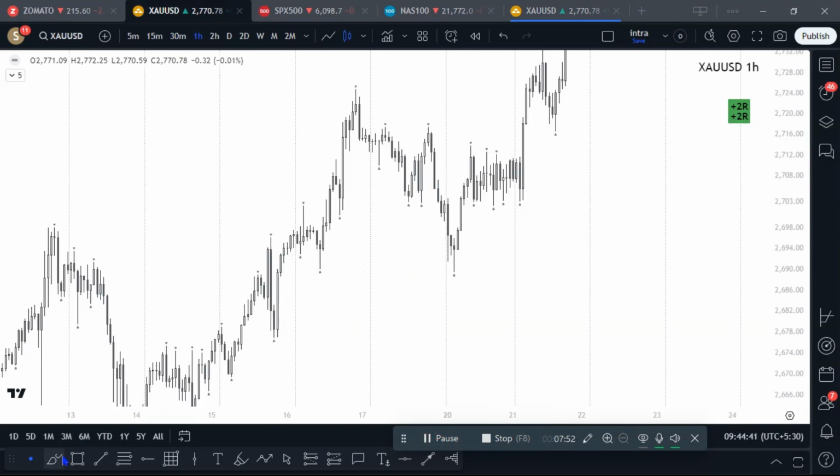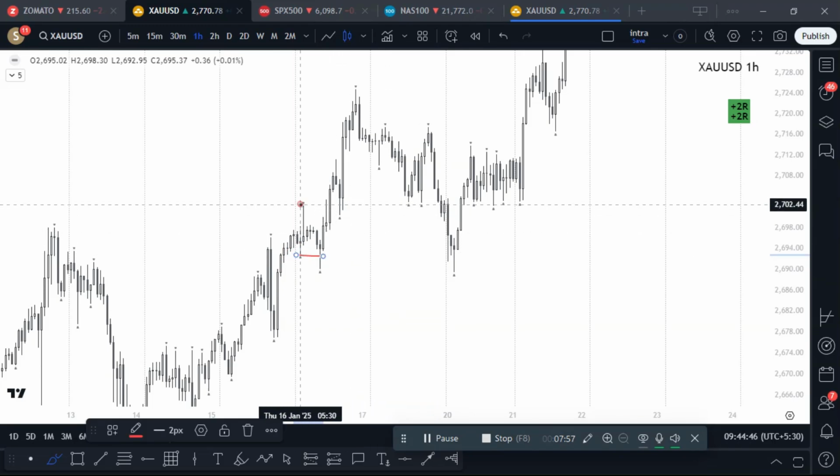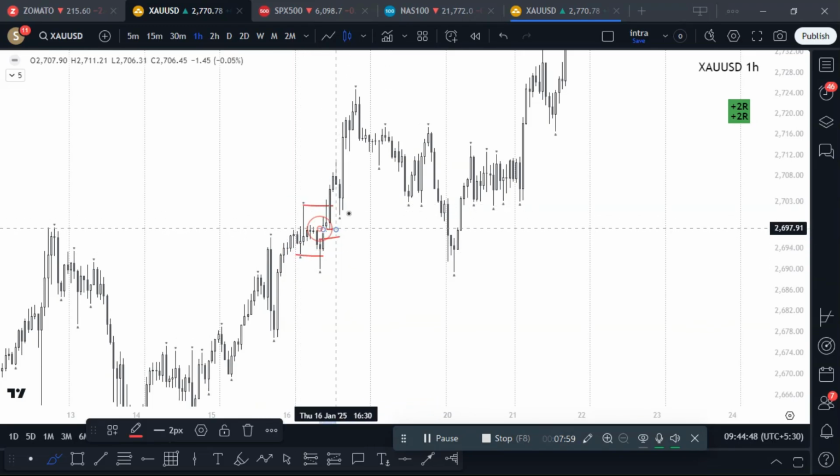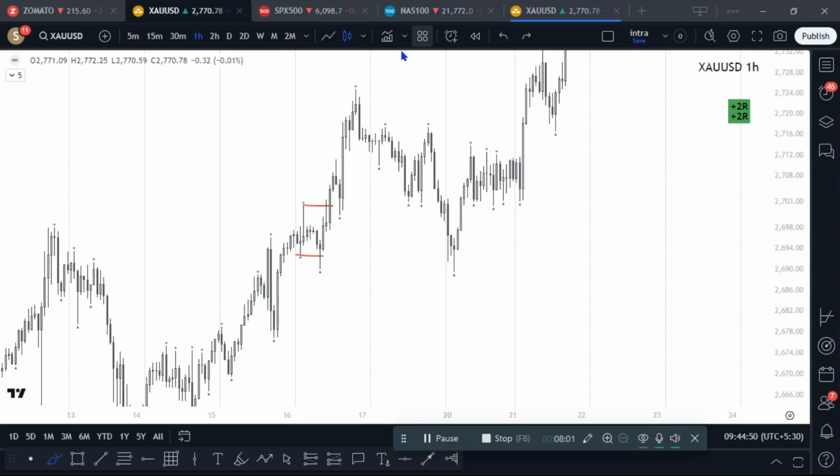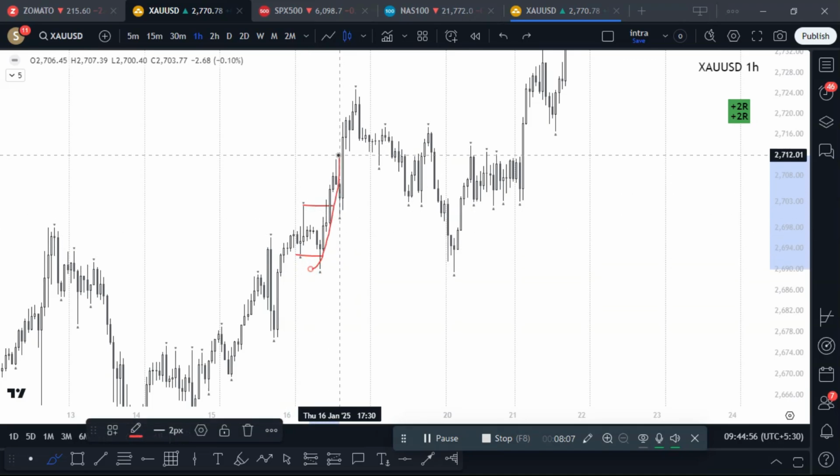Now here is another example. Gold swept sell side liquidity, made a displacement with a fair value gap. Guys, a fair value gap is compulsory. That's why I didn't say any kind of market structure shift. We need displacement, we need an aggressive push.